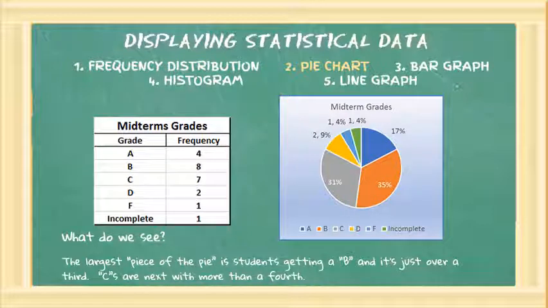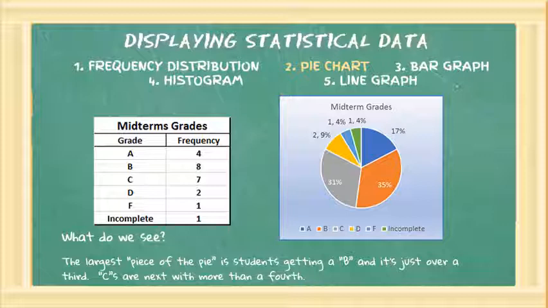Next type is pie chart. You've probably all seen these. On the left we have our table, and we have our grades A through F, as well as an incomplete, and the frequency that they occurred. There were 4 people with an A, 8 people with a B, 7 C's, etc.